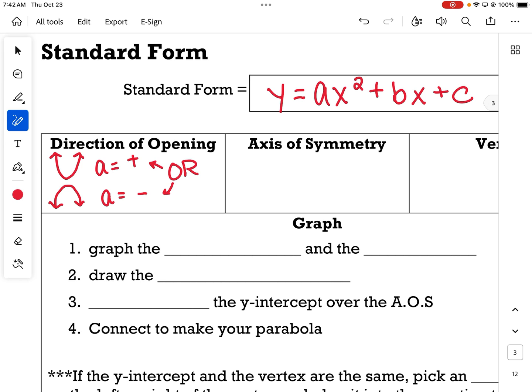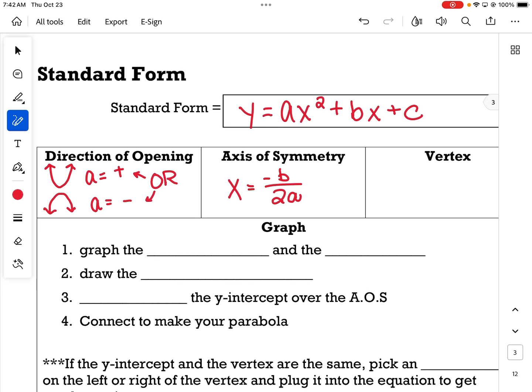Okay, the axis of symmetry. It's found by doing a little formula, and it's called x equals negative b over 2a. When you find your axis of symmetry, you draw your dotted line down the middle, so that way you know how it's symmetrical. It's symmetrical across that dotted line.